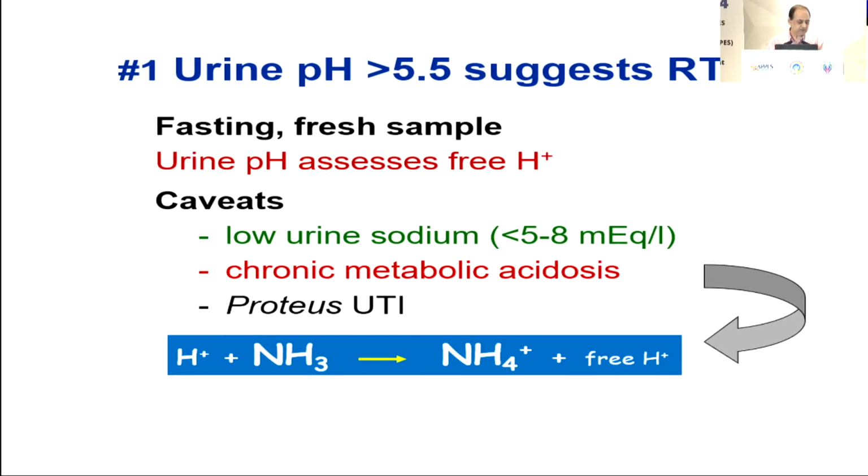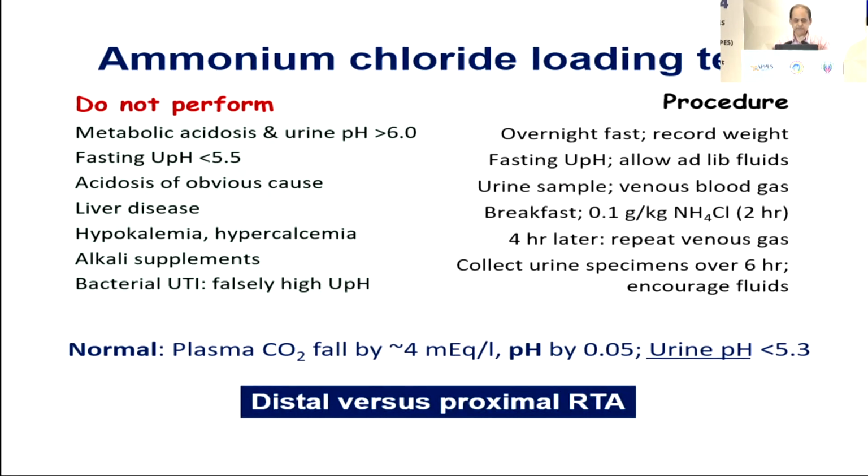So clearly, both in states of acute diarrhea or hypovolemic states, or in patients who've got chronic metabolic acidosis, the urine pH is fallaciously overdiagnosing renal tubular acidosis. So pH is a good screening tool, but keep in mind the problems that are associated.